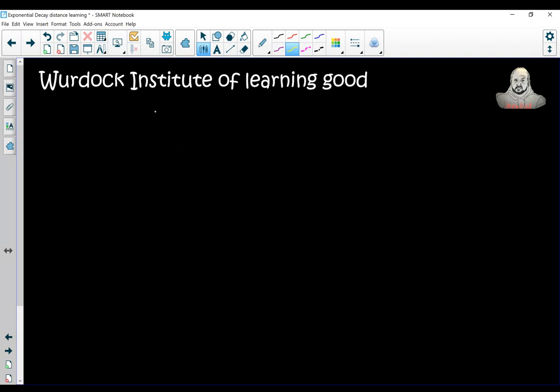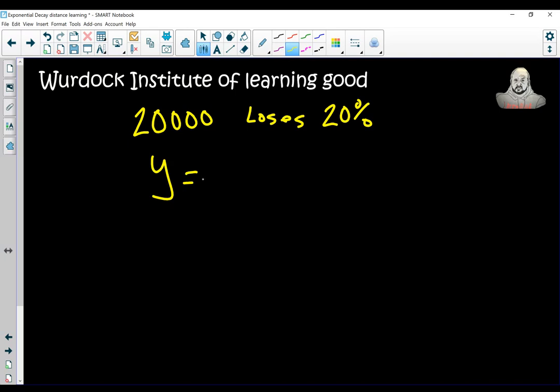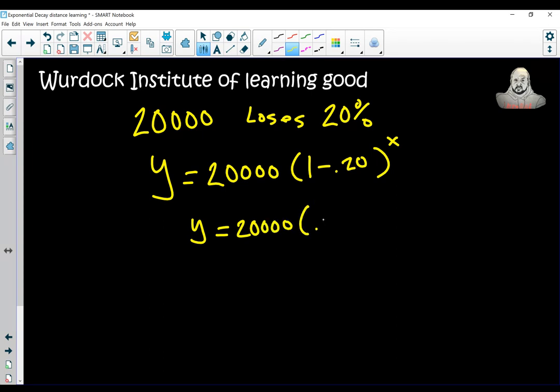So on today's assignment, there's going to be a problem that says, what if you had a car that was initially worth $20,000 and it loses 20% of its value each stage? The function could be written like this. Your initial value is 20,000. When you lose 20%, you have to think about what percent you retain. You keep 80%. And all you have to do is 1 minus the 20%. So the function would be 20,000 times 0.8 to the power of x. It would be graphed like such.